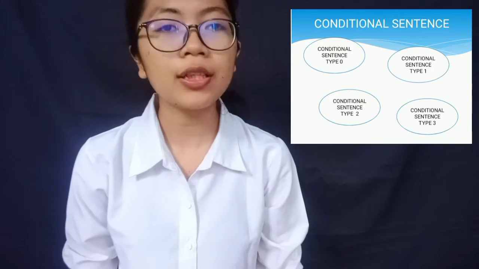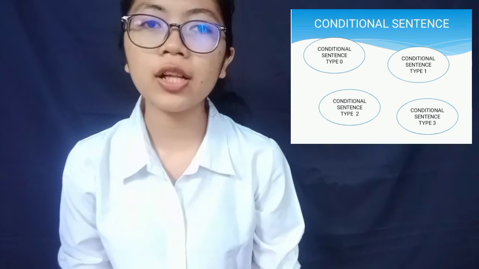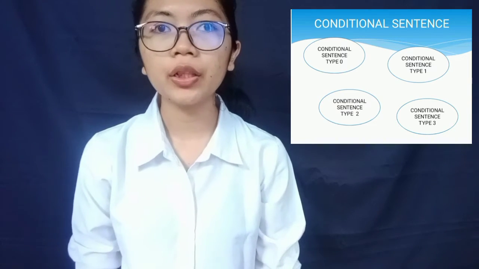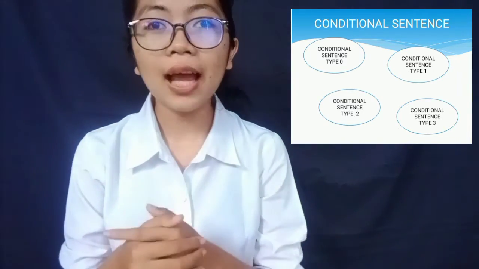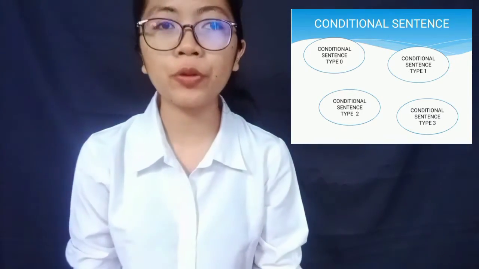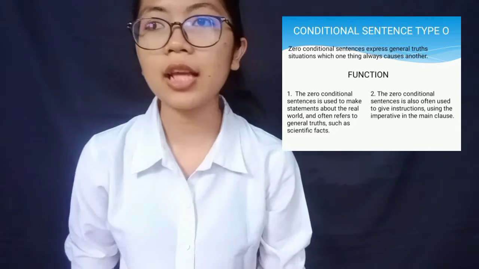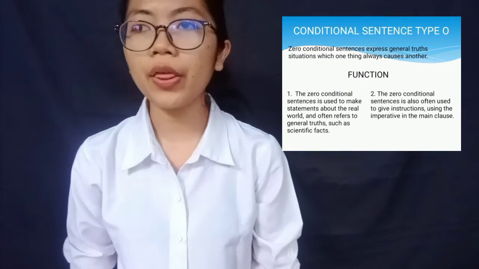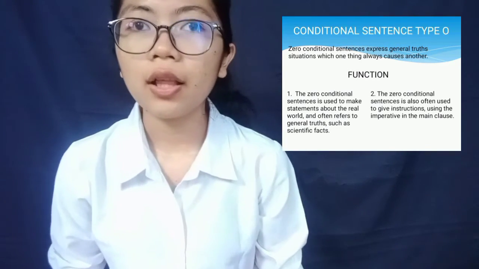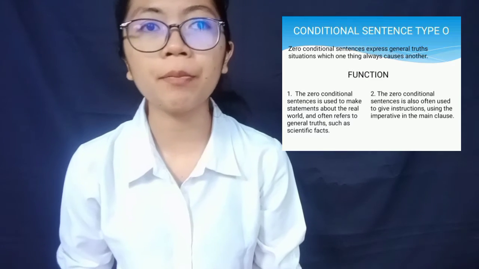There are 4 types of conditional sentences: type 0, type 1, type 2, and type 3. I will explain all the types of conditional sentences. Zero conditional sentences express a general truth situation in which one thing always causes another. I think this type of conditional sentence is the simplest.